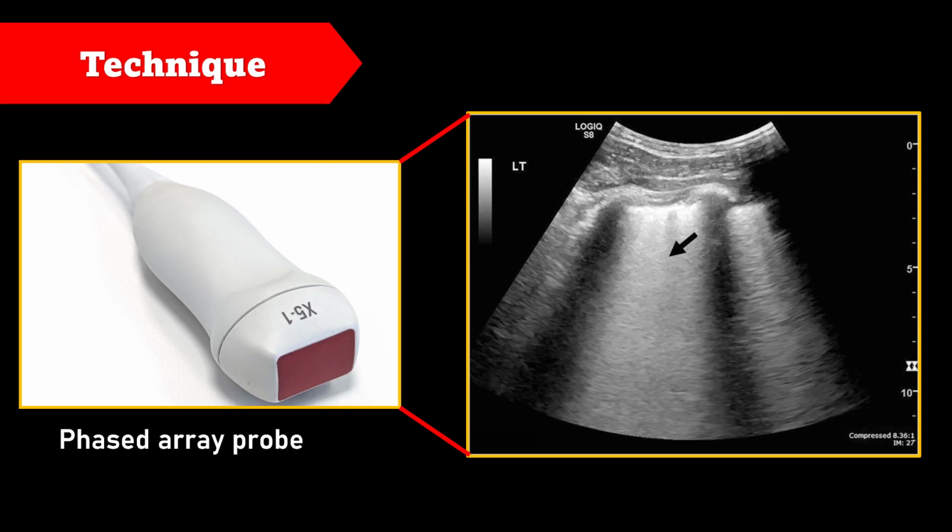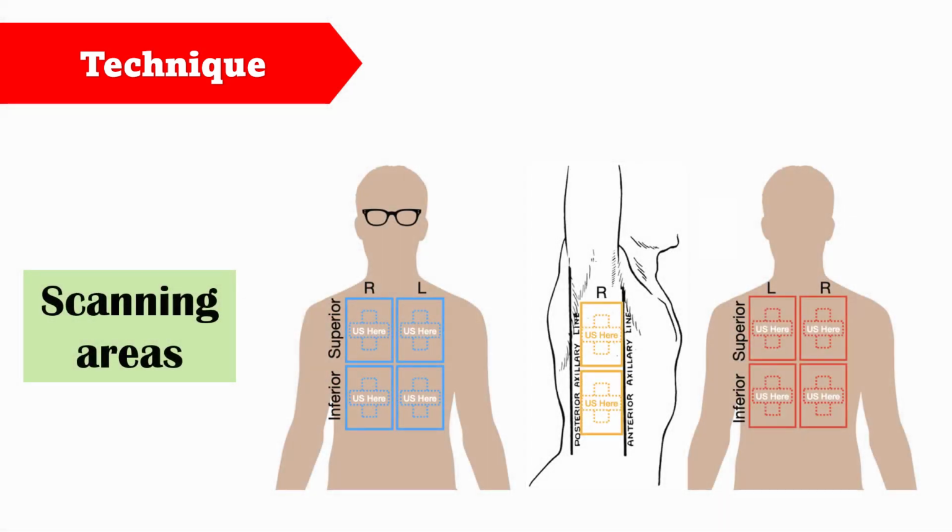This indicates an increase of extravascular lung water and alveolar edema, and this can help in diagnosis of the condition and assessment of the severity in the context of the clinical situation. The scanning areas: there are a lot of protocols for scanning of the lung. We can scan every intercostal space, or we can scan 12 areas.